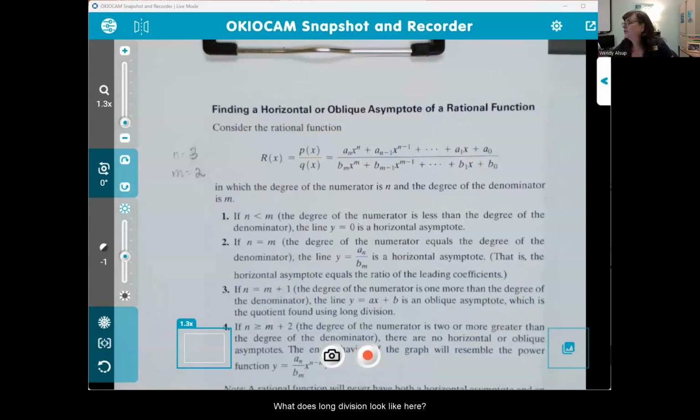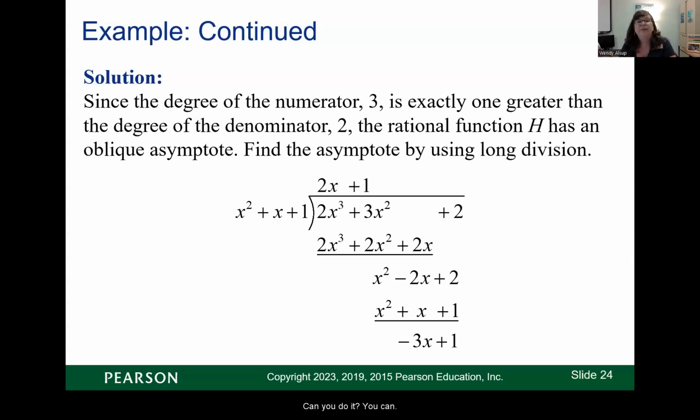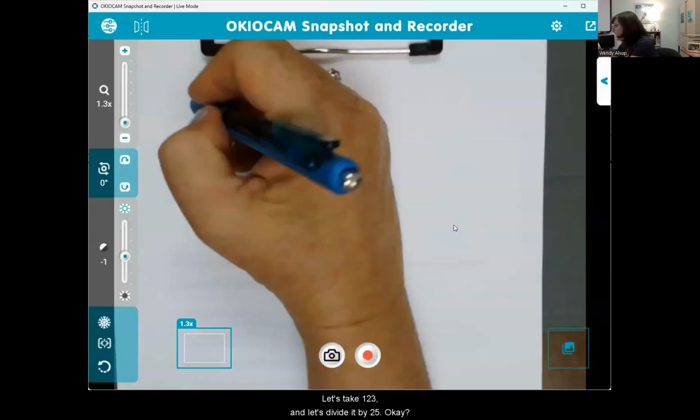What does long division look like here? Can you do it? You absolutely can do it. And I'm going to do it by hand for you over here just so you can see the process they went through. And I think it's going to help you if we first think about long division.